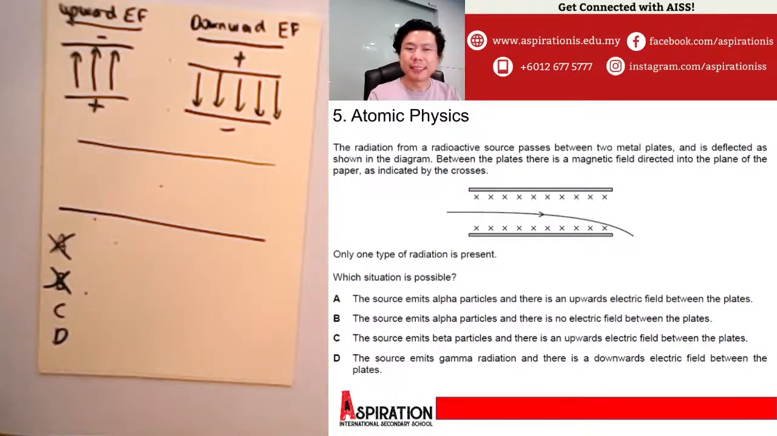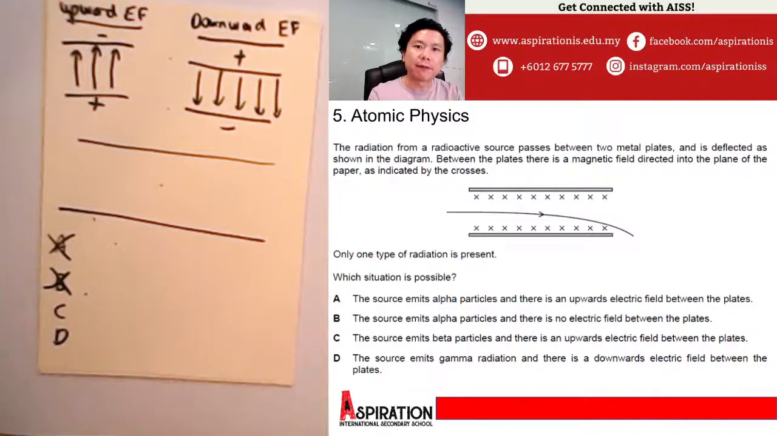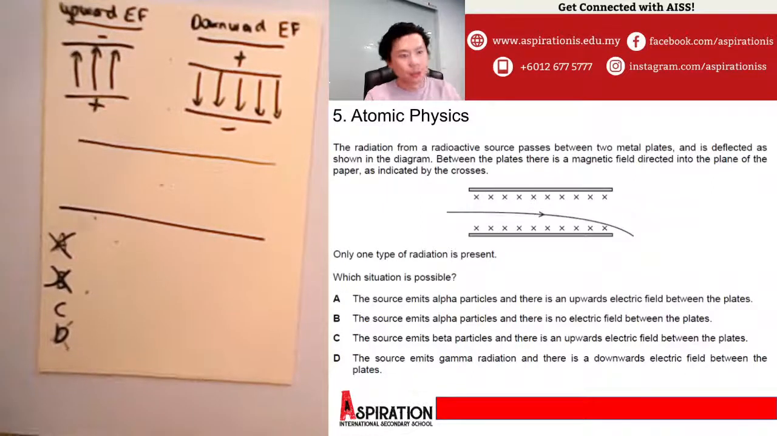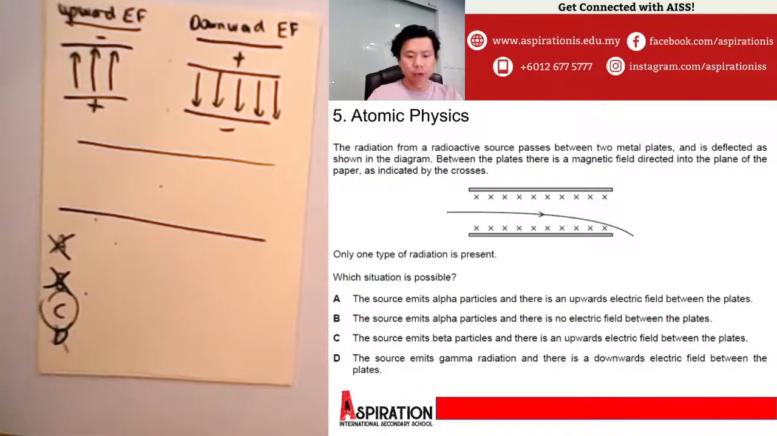Never mind. C. So we know it's definitely not alpha, because alpha is going to go up. So if it's going down, definitely it's beta. I don't even have to read and think about C, because D, gamma, is absolutely ridiculous. Gamma is neutral, it's not charged, it's a wave, so it's not going to deflect. So automatically I know that D is wrong, and that C is the answer. So in the exam, regardless of what C says, you choose C as the answer.